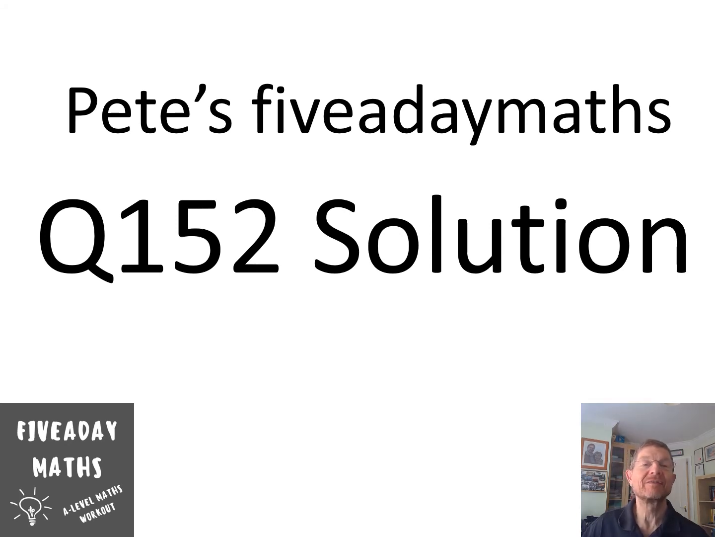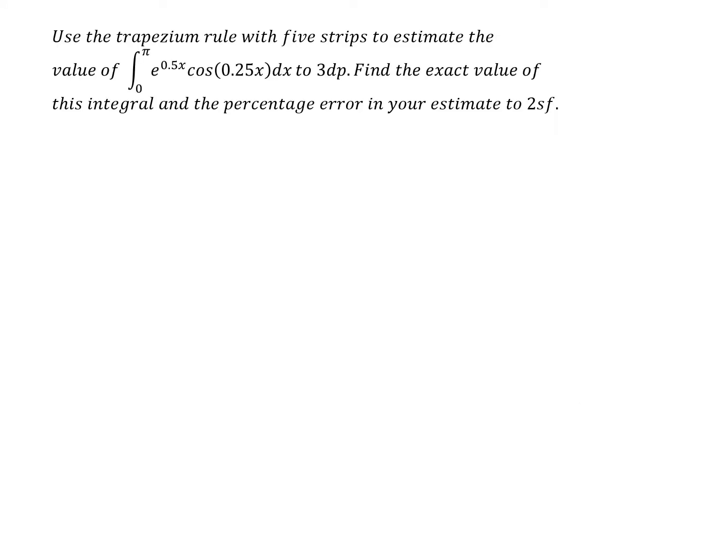So question 152, another big integration question. So let's get going. The first part of the question is to use the trapezium rule with 5 strips, and we're going from 0 to pi. That means our x values are evenly spread between 0 and pi. Each strip has a width of pi over 5.